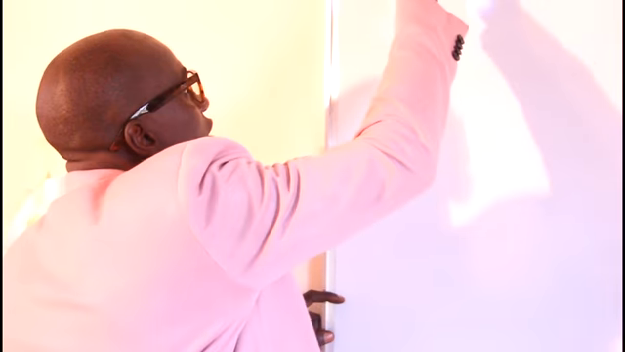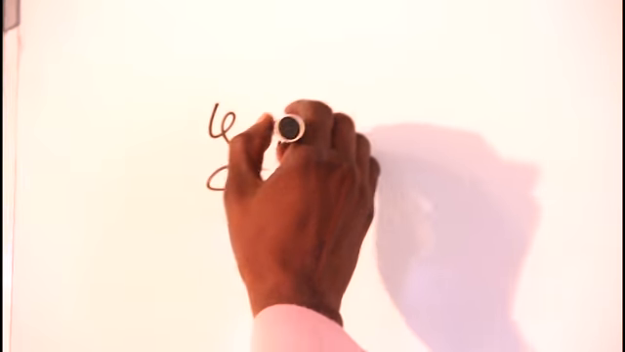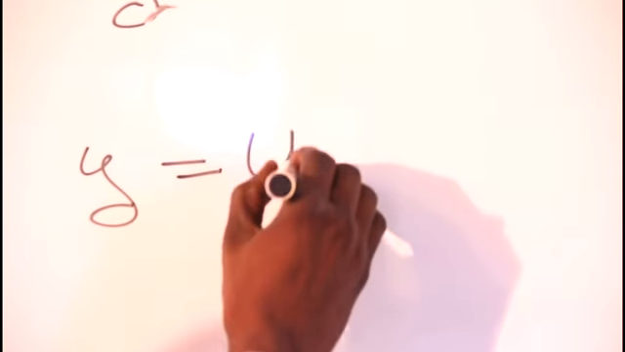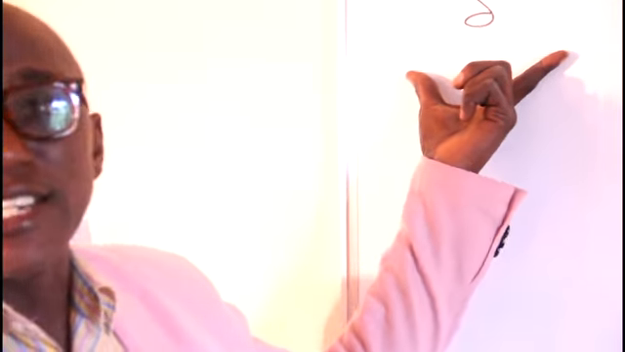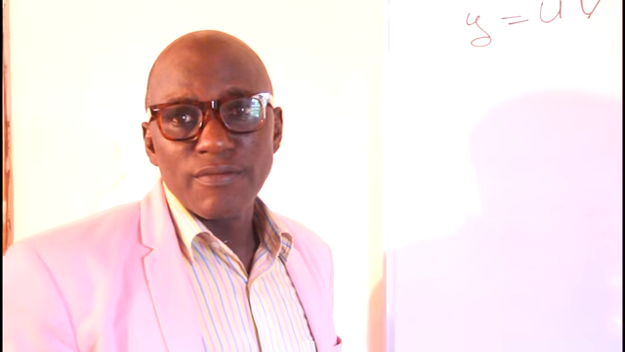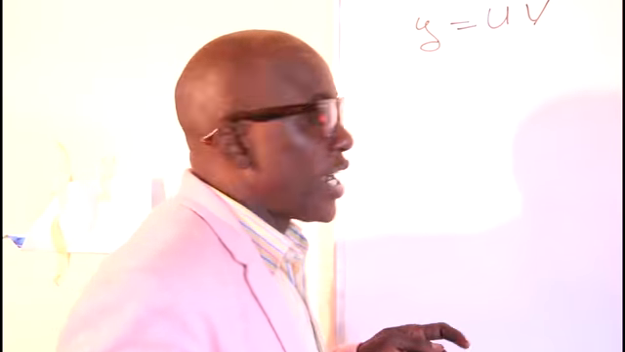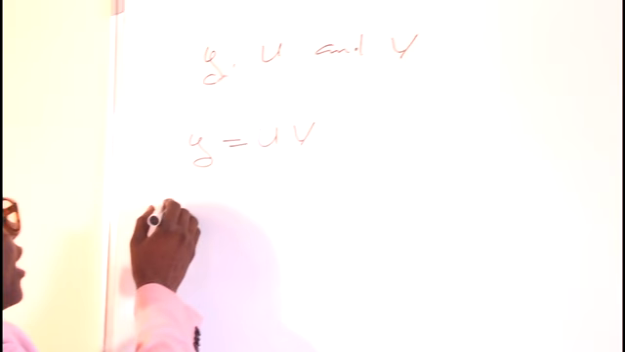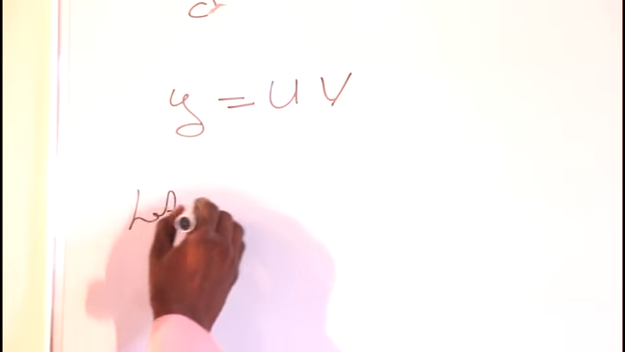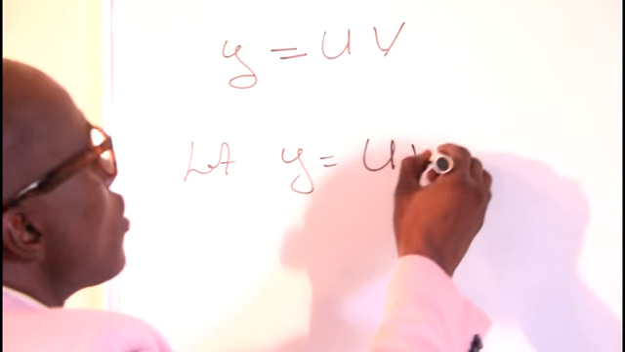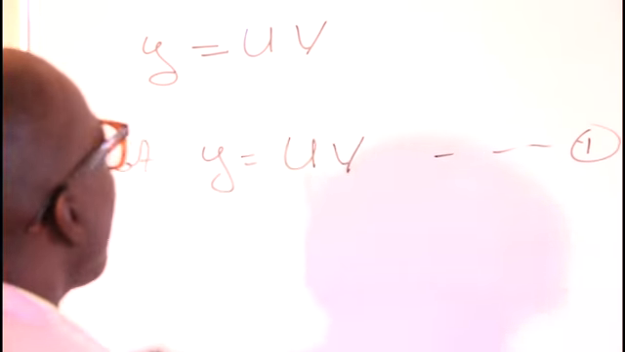Suppose we are given three functions y, u, and v, such that y is equal to u times v. We can actually find the derivative of this function. How do we do that? For us to do that, we'll use the first principle, and we'll let y being equal to uv be equation 1.